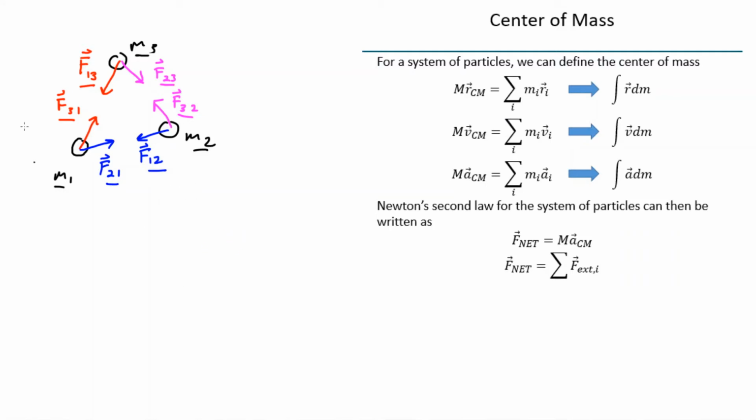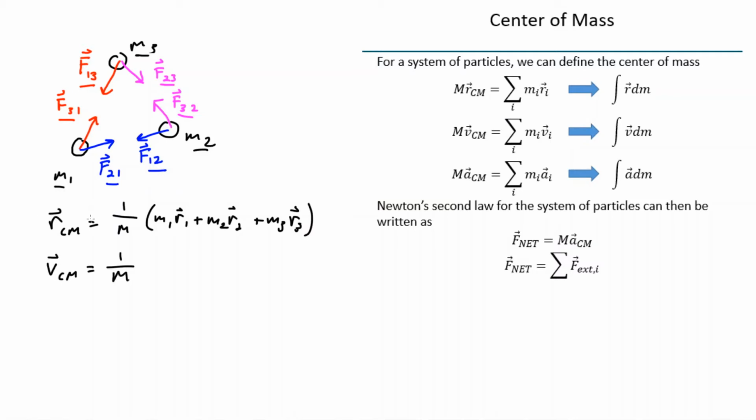Okay, so we know that the position of the center of mass, R center of mass, equals 1 over the total mass of the system times m1 r1 plus m2 r2 plus m3 r3. We can find the velocity of the center of mass of the system. This is 1 over m. Well, we just take the derivative of our center of mass. So m1 dr1/dt is v1, plus m2 dr2/dt is v2, plus m3 v3.